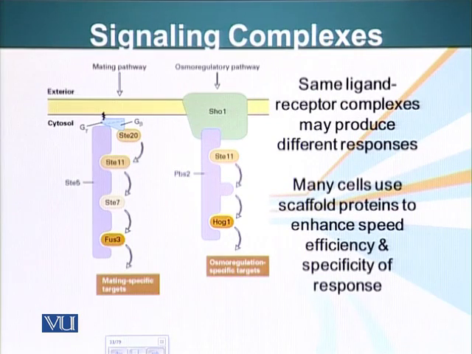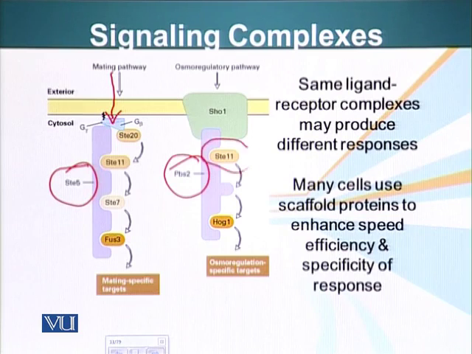Also, we mentioned that two cells can receive the same signal through the same receptor. So how is it different? How do they produce two very different responses? When a cell receives a signal, it is relayed onward, and there can be scaffold proteins. Here, for example, we have STE5 and here we have PBS2. These proteins interact with the receptor and recruit specific proteins. So in this case, for example, STE11 is activated, which is activating STE7.